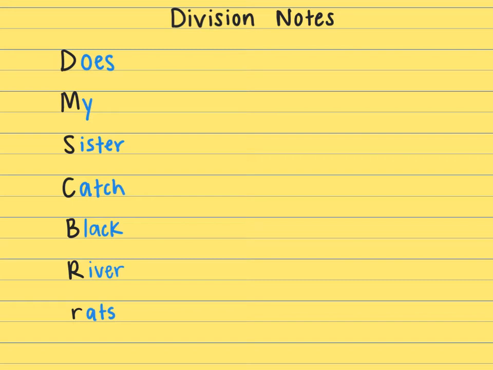Now we are going to put the meaning next to each letter. So the D means divide. The M is multiply. The S is subtract. The C stands for check. We will check our work. B means bring down. R means repeat. And the little r means remainder. So take the time to write these in your notebooks and then we'll discuss it a little bit more.